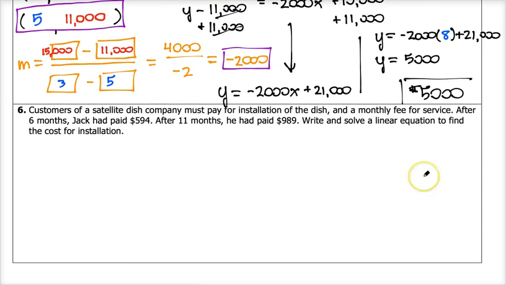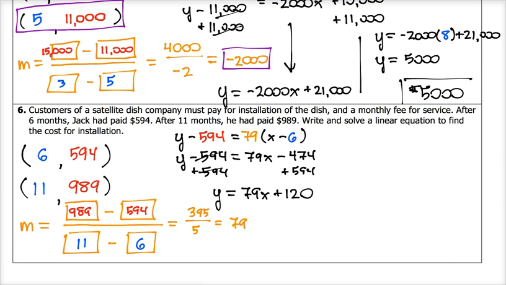Okay, last example. It says customers of a satellite dish company must pay for installation of the dish and a monthly fee for service. After 6 months, Jack had paid $594. After 11 months, he had paid $989. What I want you to do again is pause the video. I want you to just write the equation on your own, okay, the equation, and then click play once you've done that.